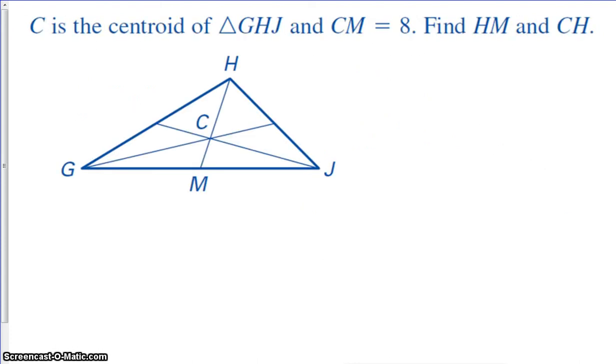Alright, I want you to pause and try this one. It says C is the centroid of GHJ, which means this side is cut in half, this side is cut in half, and this side is also cut in half because the centroid is made by the medians. So CM is 8, then CH has to be 16. And that means that HM must be 16 plus 8, which is 24.